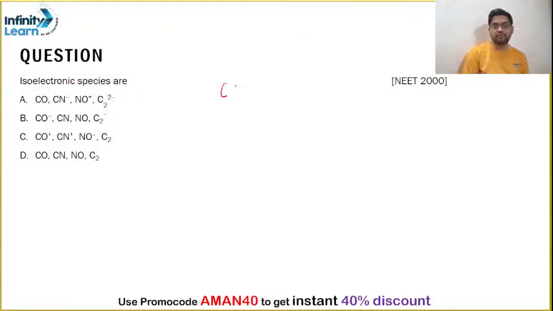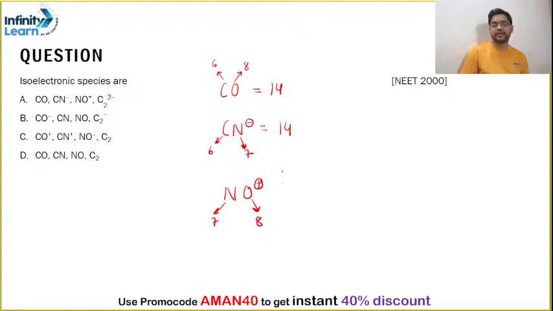See, we have carbon monoxide. Carbon has 6 electrons, whereas oxygen has 8, so it becomes 14. Then CN minus ion: carbon has 6, nitrogen 7, and plus 1, again 14. Then NO plus. Nitrogen has 7, oxygen has 8, so again 14, because 1 electron has to be removed.